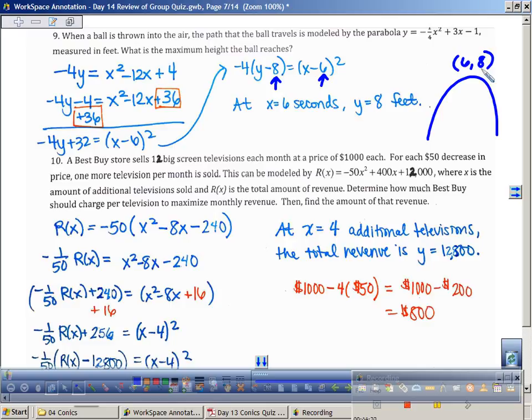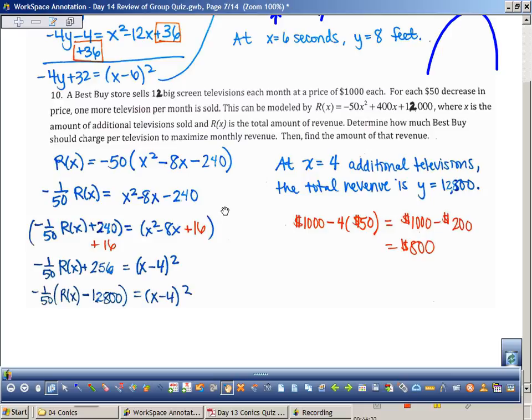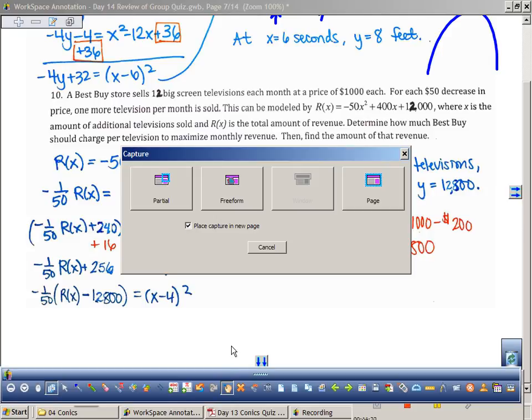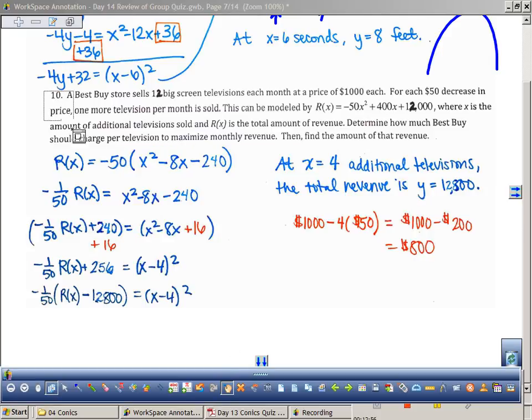This one was a little more complicated because you have to think about it after you did all the math. You guys want me to do this one? How are we doing on that? 20?